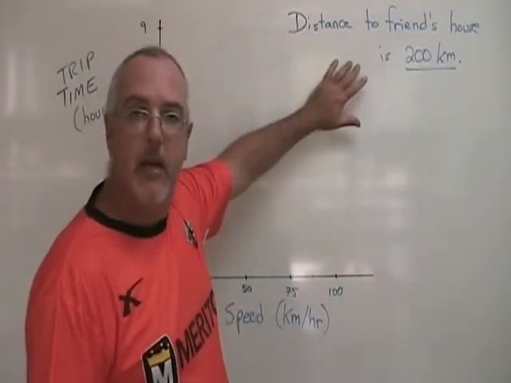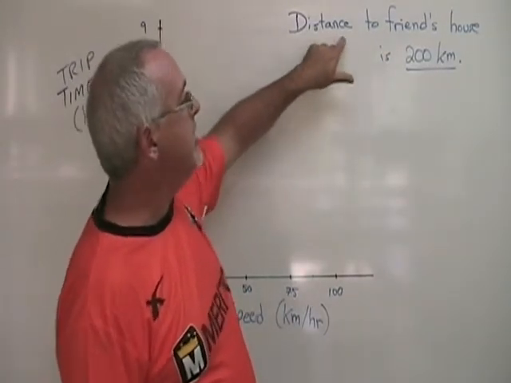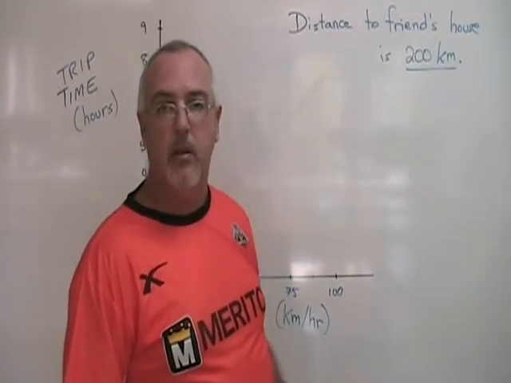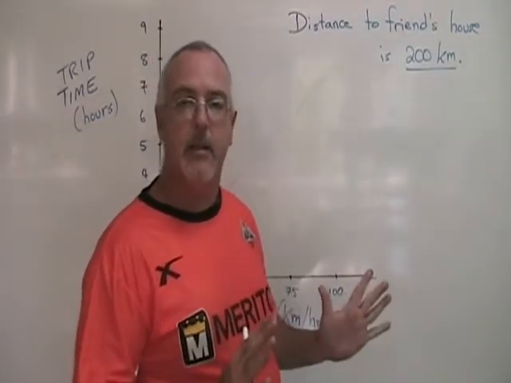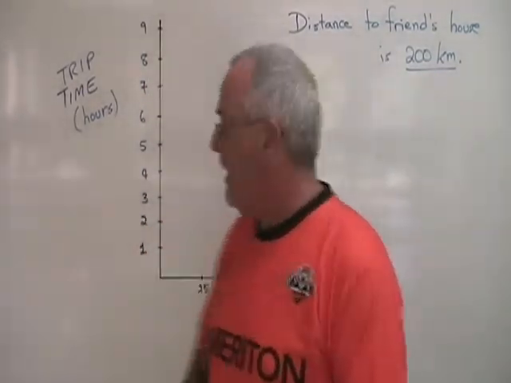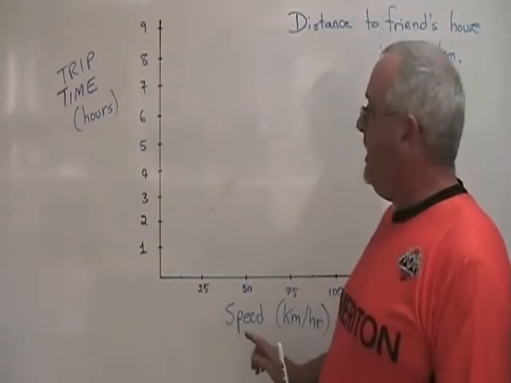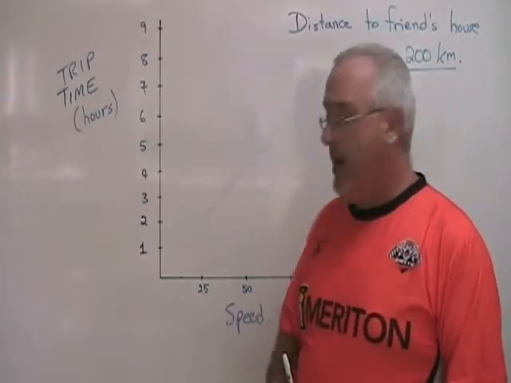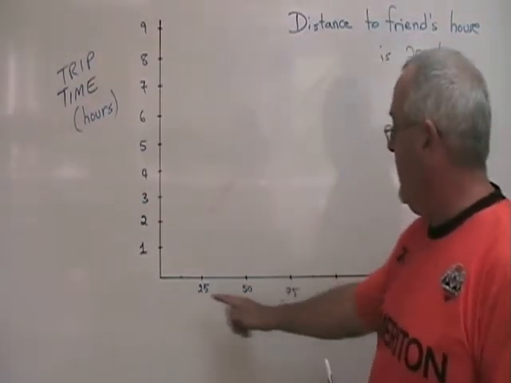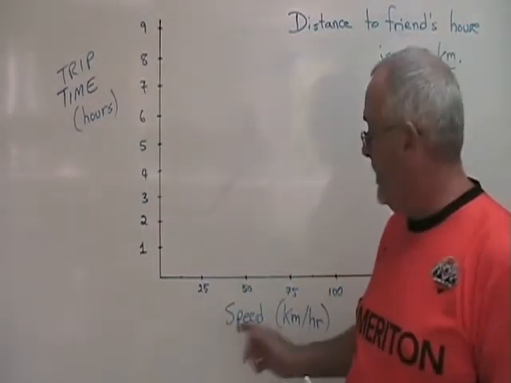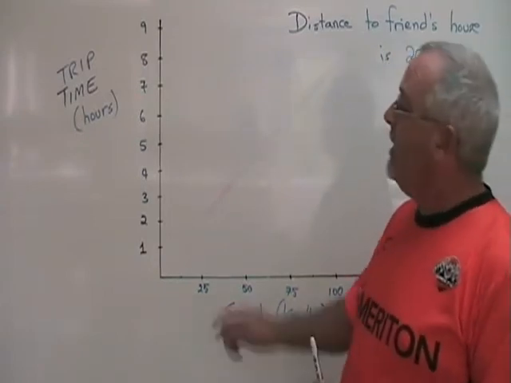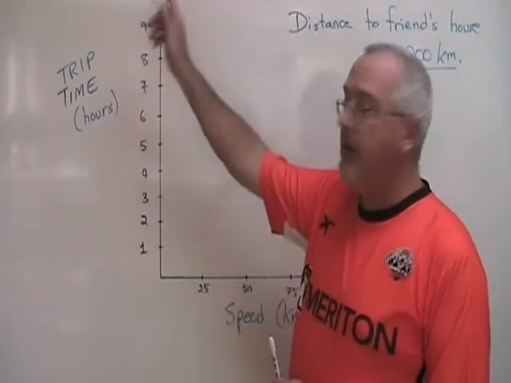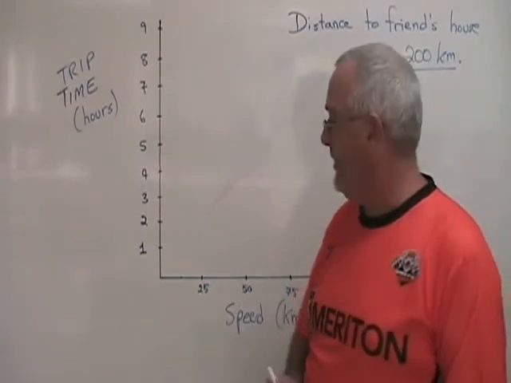I drive to a friend's house on a regular basis, and the distance to that friend's house is 200 kilometers. That's a fixed distance. We are not changing the distance. I want to see how my speed affects the trip time. So I have put speed on the horizontal axis. This is my independent variable. I have put trip time on the vertical axis as my dependent variable.